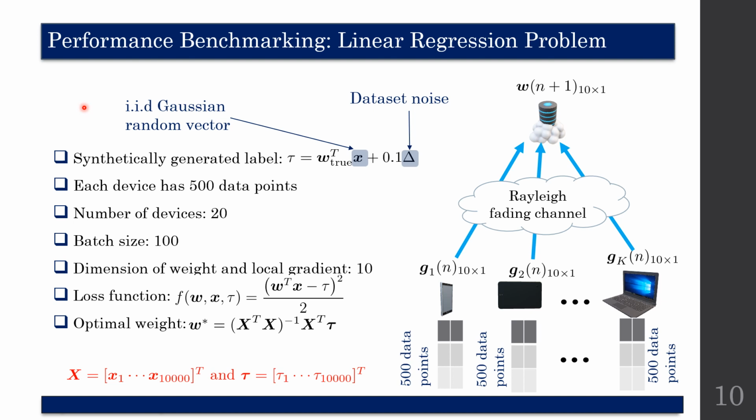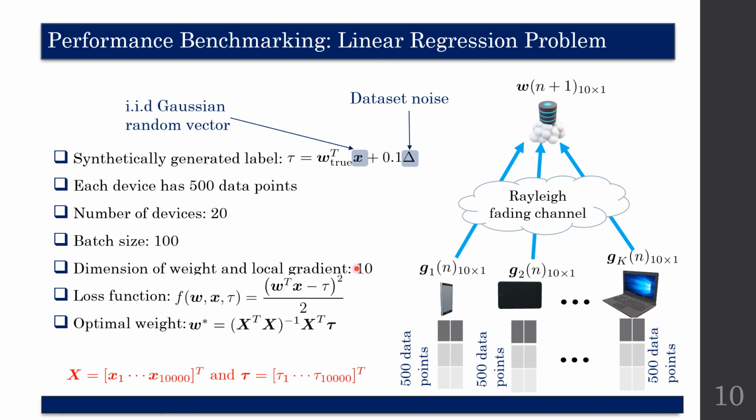We benchmark the performance of our algorithm in a linear regression setup. We have synthetically generated the labels tau from a true weight, and x, the data, is an IID Gaussian random vector, and delta is the dataset noise, which is also Gaussian with unit variance. Each device has 500 data points, and there are 20 such devices in the network. Each device computes its local gradient using a mini batch of 100 data points selected uniformly at random from the 500 data points. The dimension of the weight and the local gradient is 10.